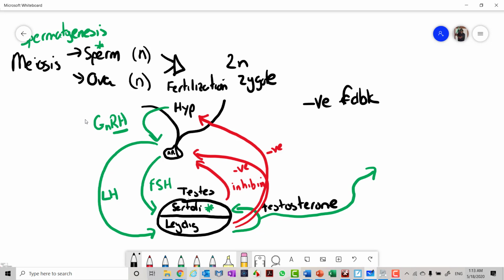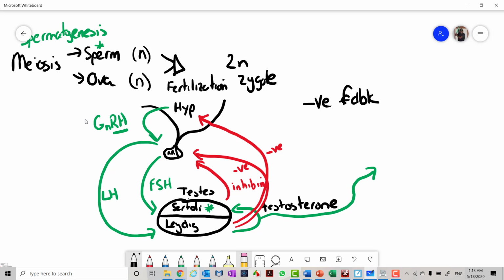So this, along with the thyroid, along with the antagonistic calcitonin and parathyroid, and the glucagon and insulin, are so many negative feedbacks that you can refer to. So this brings us to the female. The female is much more complex.